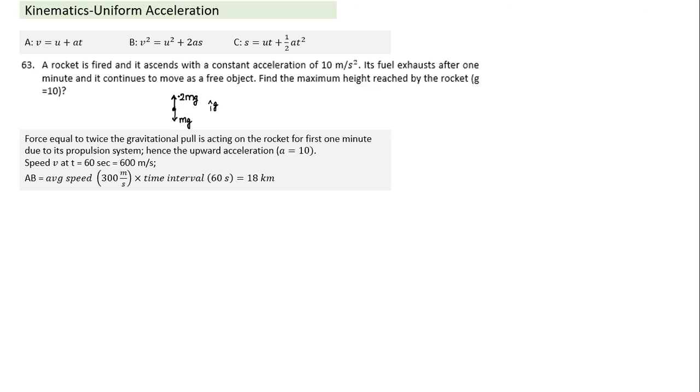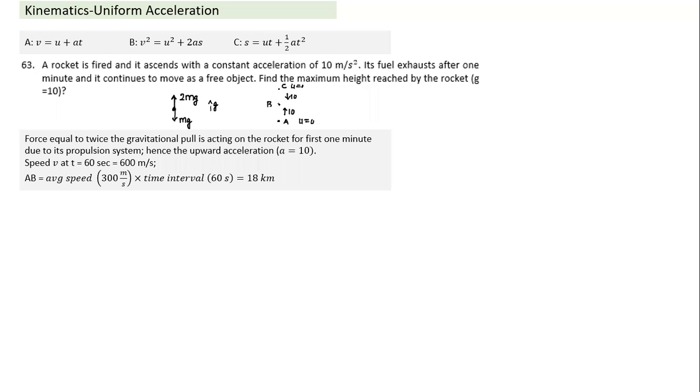But the moment this propulsion system gets exhausted, it will again have only the net force mg acting, so it will have downward acceleration. The force is equal to twice the gravitational pull for the first 1 minute due to the propulsion system, hence the net acceleration. So there are two parts of the journey: from A up to point B, where it will have upward acceleration of 10, and from B till it reaches the maximum point, where finally the velocity will become 0. In this case, there will be downward acceleration of 10.